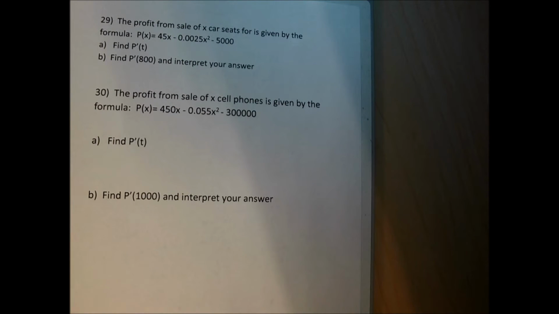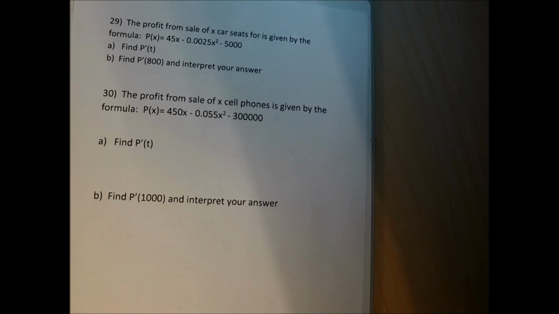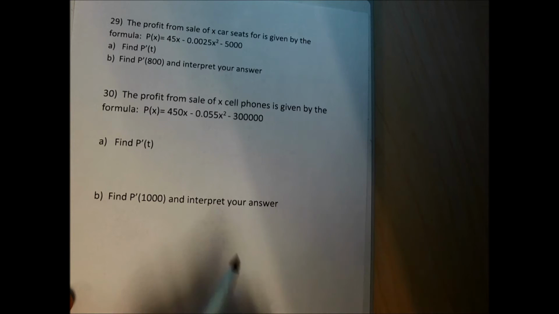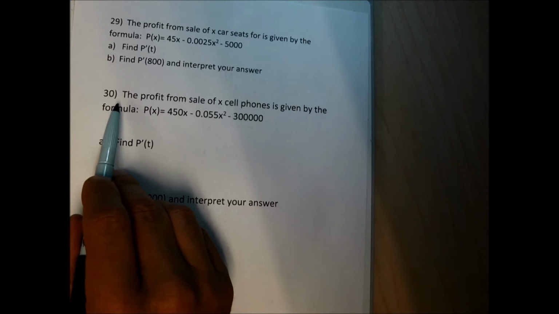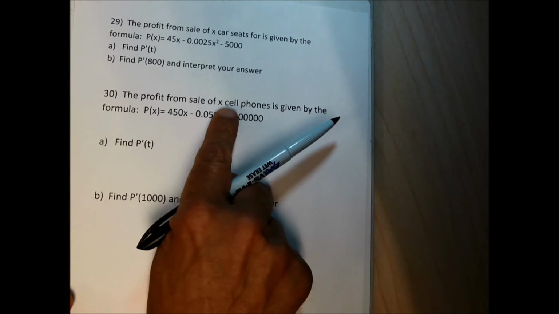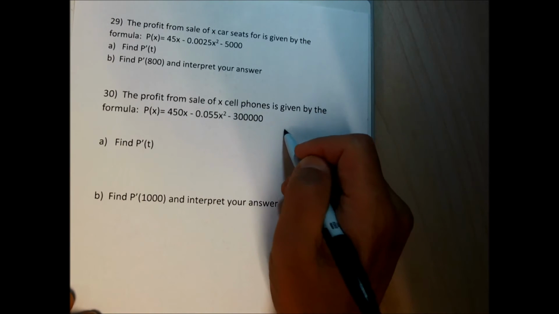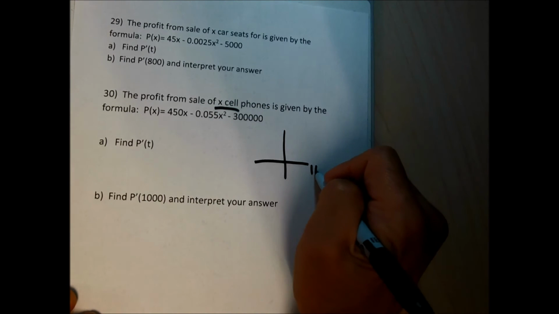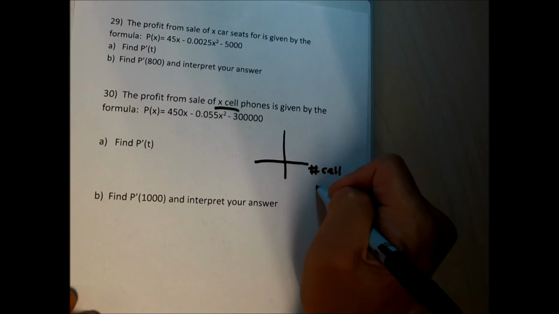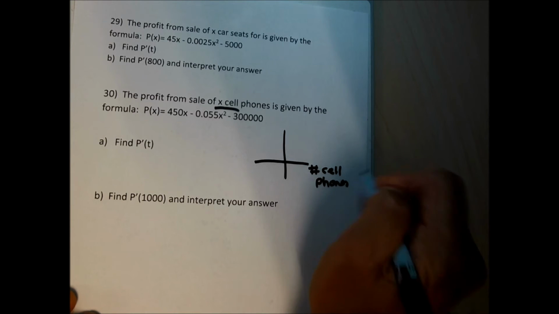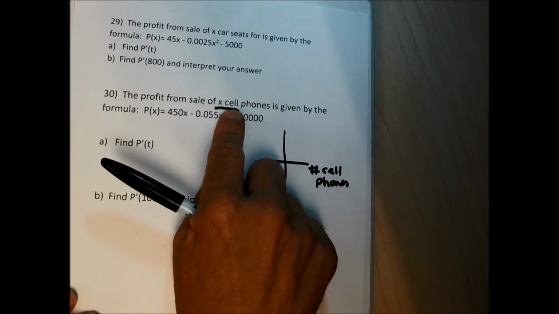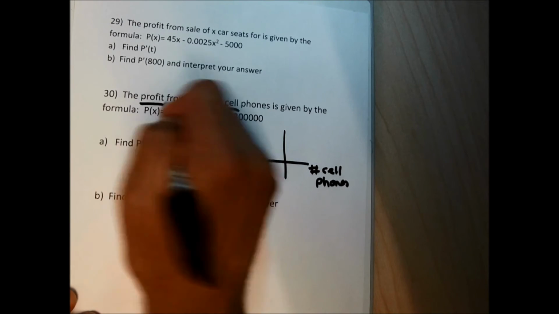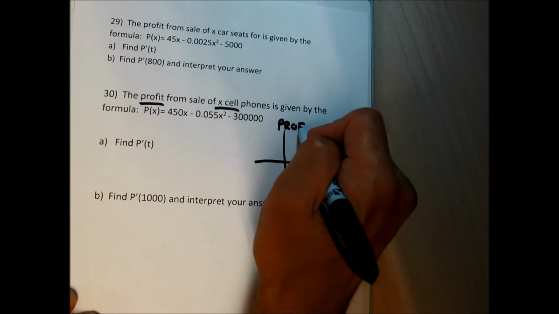29 and 30, we lived in section 2.4. 29 is selling car seats, 30 is selling cell phones. And very specifically, if I read through the question in problem 30, this function gives me the profit from selling x cell phones. So in terms of a graph, the x-axis represents the number of cell phones sold. So the profit from selling x cell phones is given by the formula. The profit is going to go on the y-axis.